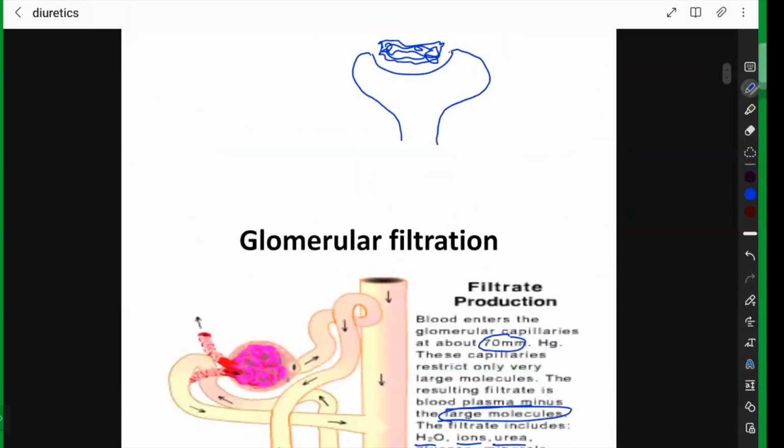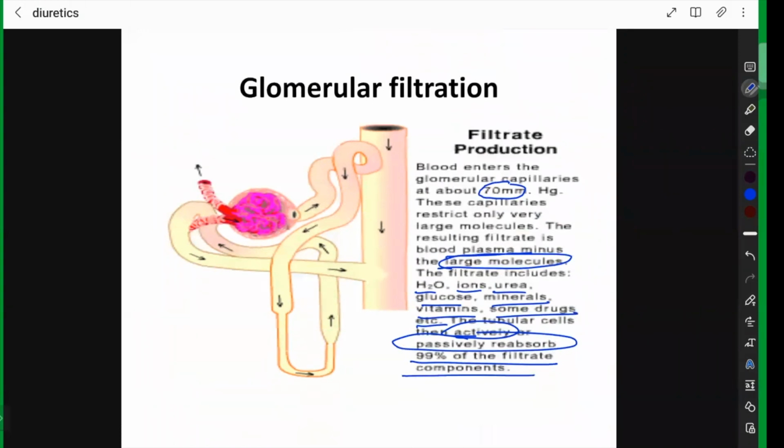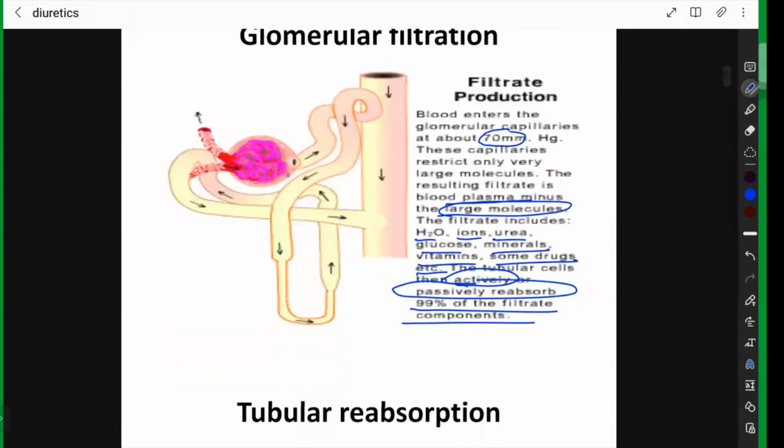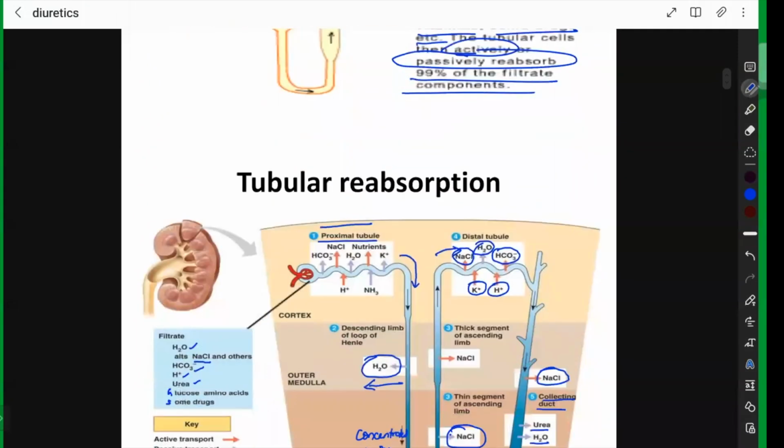Glomerular filtration occurs like this. When the blood enters the glomerular capillary at about 70 mmHg, these capillaries restrict only very large molecules. Thus, it results in filtration of your blood plasma minus the large molecules. So the filtrate will include water, ions, urea, glucose, sodium, potassium, everything. And remember, 99% of the filtrate that is filtered in the glomerular capillary is going to get reabsorbed. So on to the tubular reabsorption.